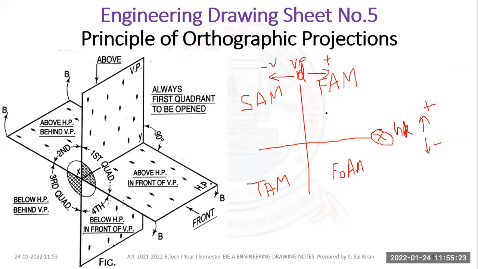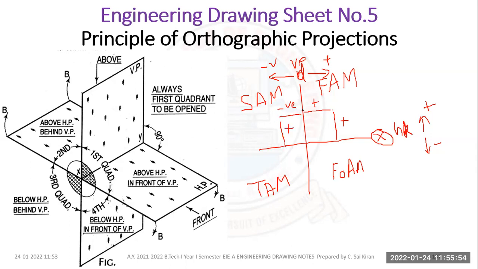So if I place any object here at a certain distance of H, a certain distance of D, H is positive and D is positive. So in the first quadrant, both H and D are positive. In the second quadrant, D will be negative and H will be positive. Height is positive and it will be behind the vertical plane, so D is negative.